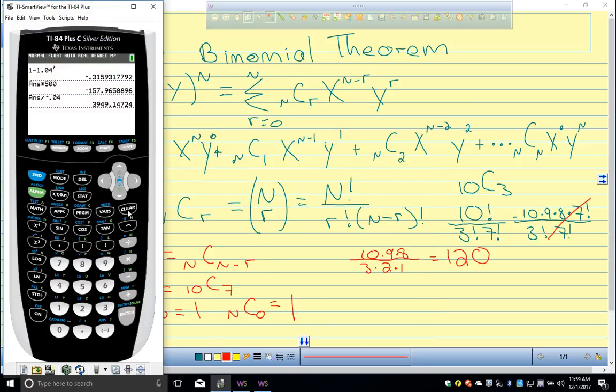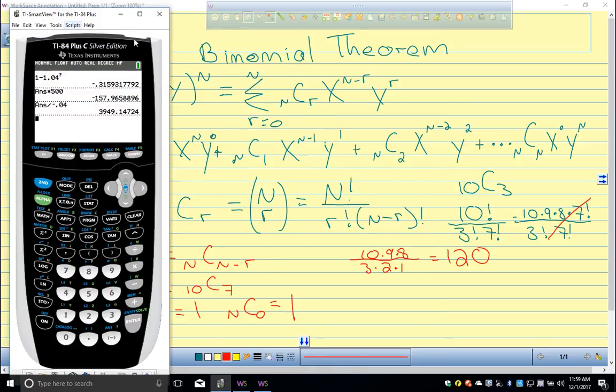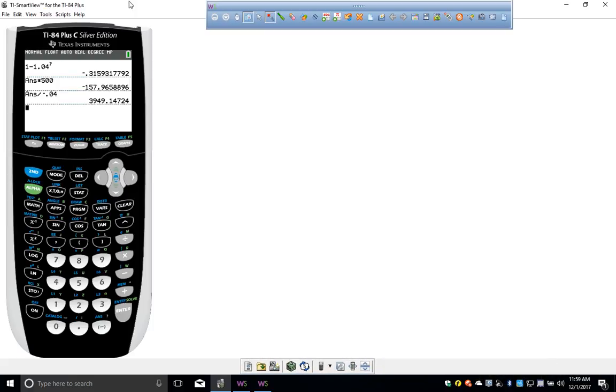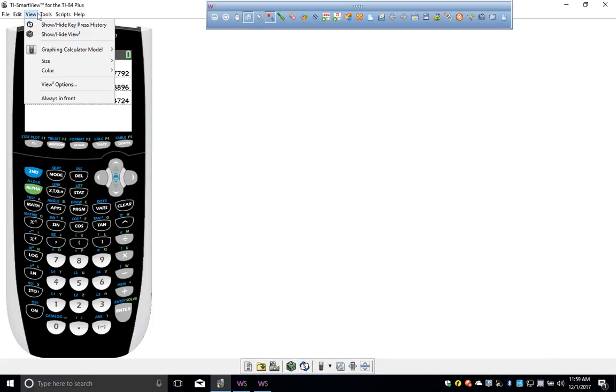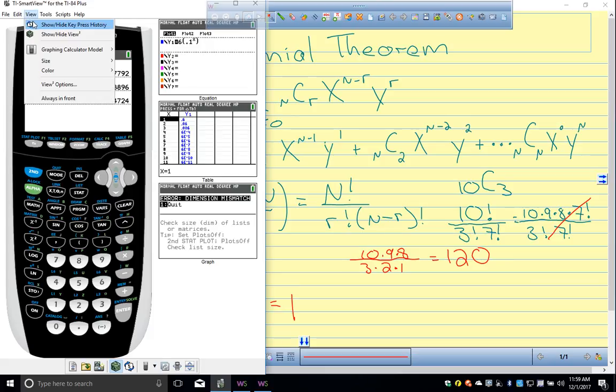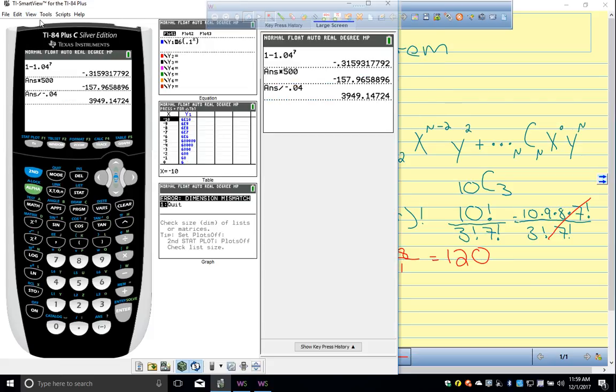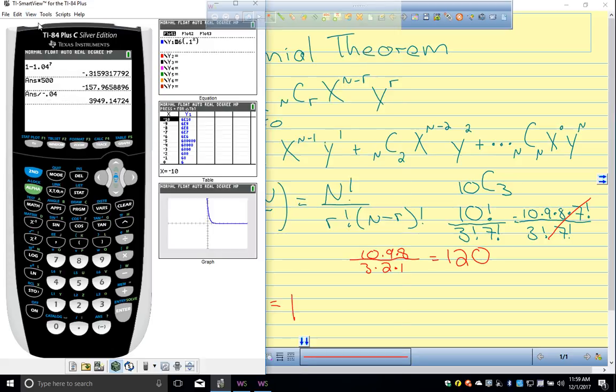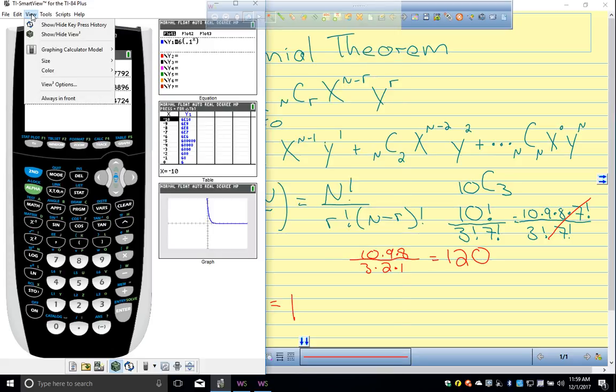Oh, look, it's right there. Okay? So I'll move this over because I know you're working. View, show hide key press, switch. There we go. View. Whoops, sorry. How do I get rid of that window? I don't know. What? Show hide view 3.